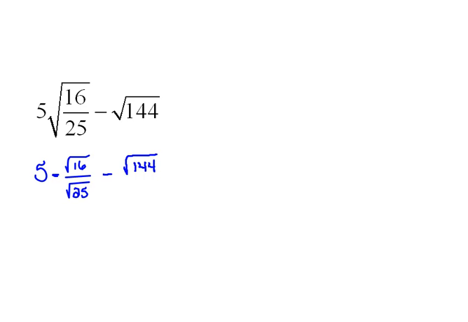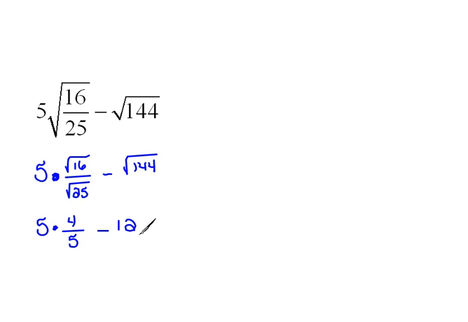And then let's take it one part at a time again. So here, that was a multiplication symbol. So here we have 5 times the square root of 16 would be 4 over the square root of 25 would be 5, minus the square root of 144 is 12.